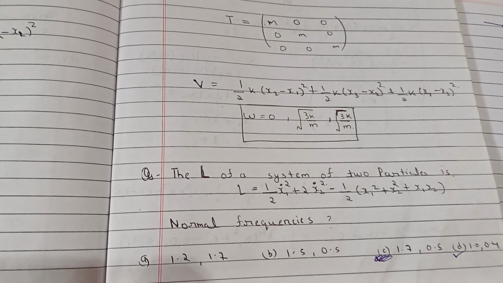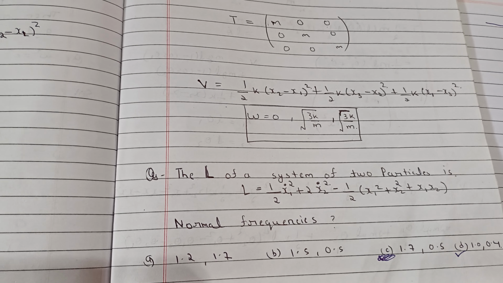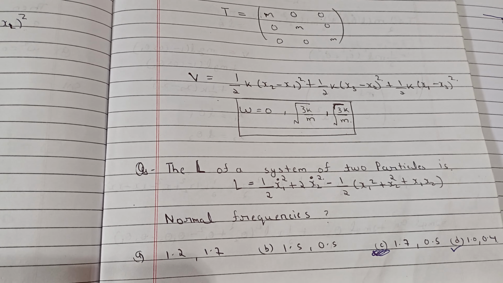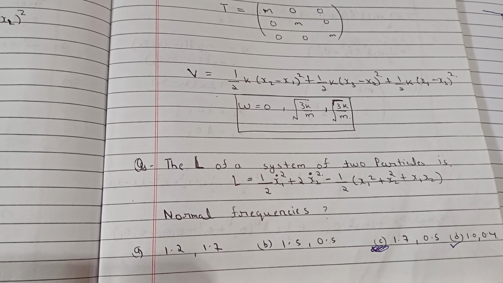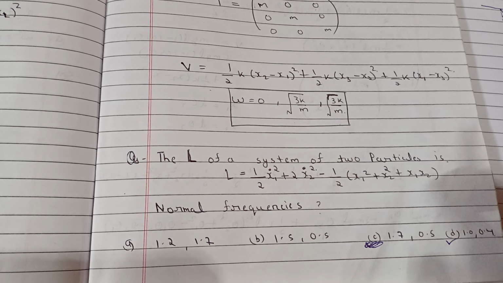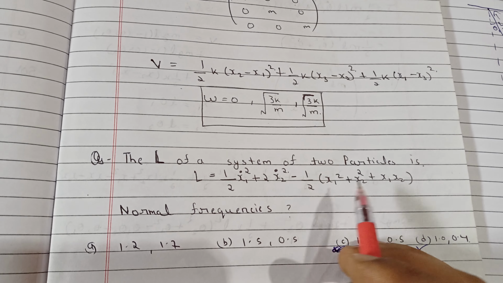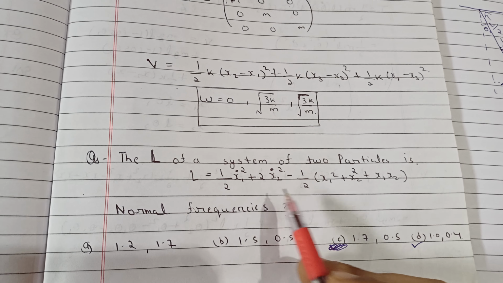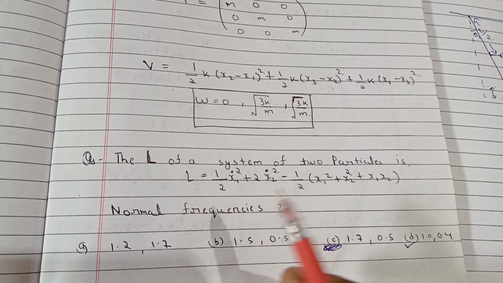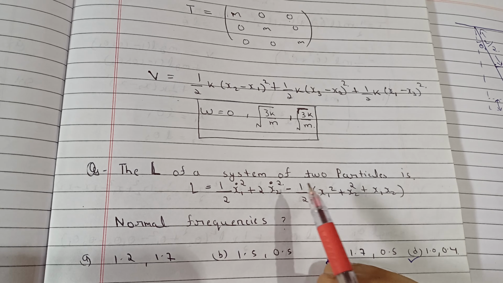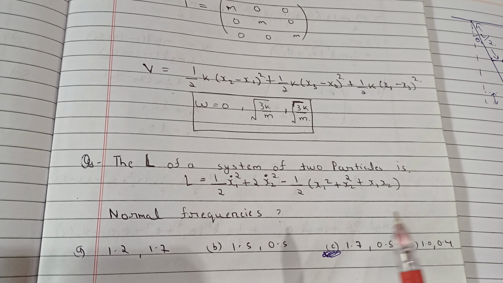Let's see some more questions, because questions will give you the concept and make clear how you're going to solve them. The more questions you solve, the clearer your concept will be. So let's see. The Lagrangian of a system of two particles is given. You know Lagrangian is T minus V, that is kinetic energy minus potential energy. So you need to find again the kinetic energy matrix and the potential energy matrix.